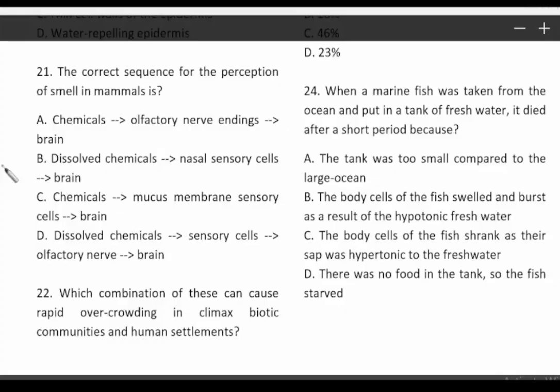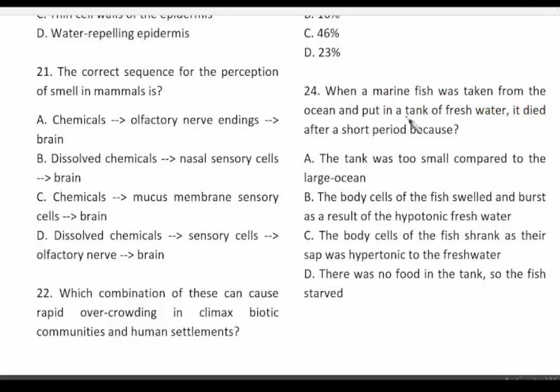So question 24. When a marine fish was taken from the ocean and put in a tank of fresh water, it died after a short period because A. The tank was too cold compared to the large ocean. B. The body cells of the fish swelled and burst as a result of the hypotonic fresh water. C. The body cells of the fish shrank as their sap was hypertonic to the fresh water. And D. There was no food in a tank, so the fish starved.